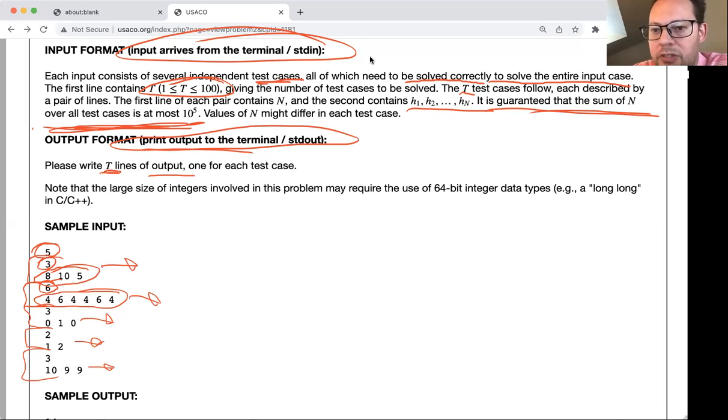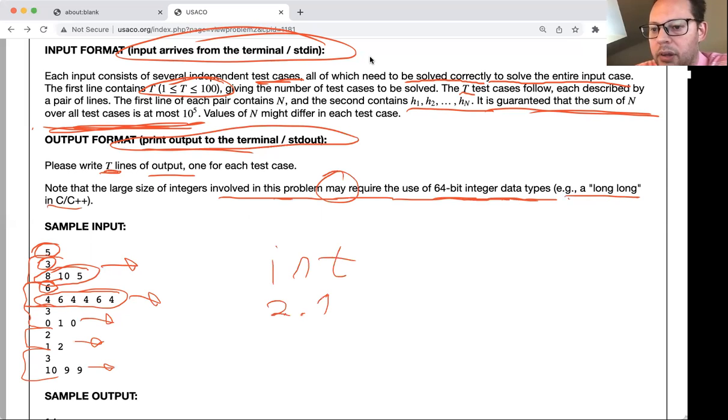It says, note that the large size of integers involved in this problem may require the use of a 64-bit integer data type, e.g. a long in C++. It does. It's not may. It does require this. If you're doing Python, you don't have to worry about it. For C++ and Java, you'll have to look into how to get something that's larger than an int. The reason why is that an int only goes up to about 2.1 billion, which means that if you are getting above 2.1 billion, then you're going to overflow the integer and get bad data. So that's why we need 64-bit integers.